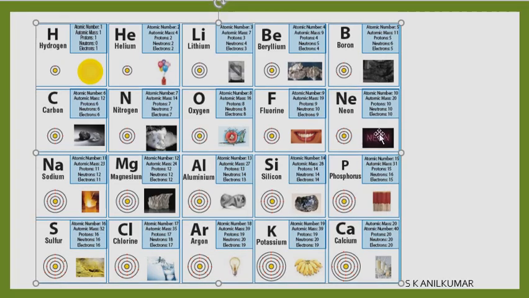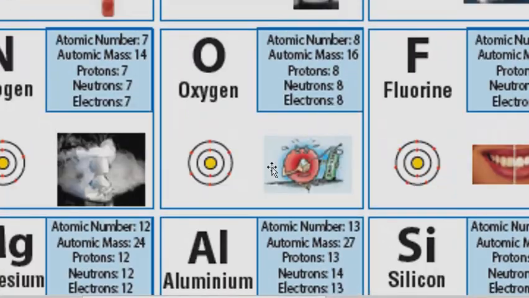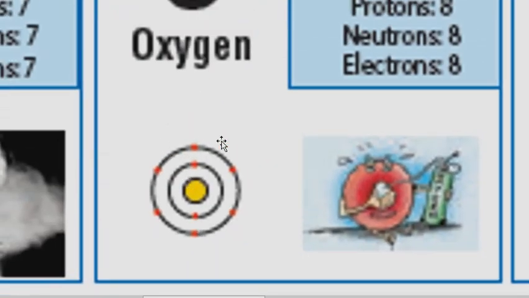Now, is this the only thing? No, there is something more. In the periodic table, we will also be able to understand, if you look at oxygen, the red dots are the electrons. 1, 2, 3, 4, 5, 6. 1, 2. That means what? This is the K, L, M. That is how the orbits are named.